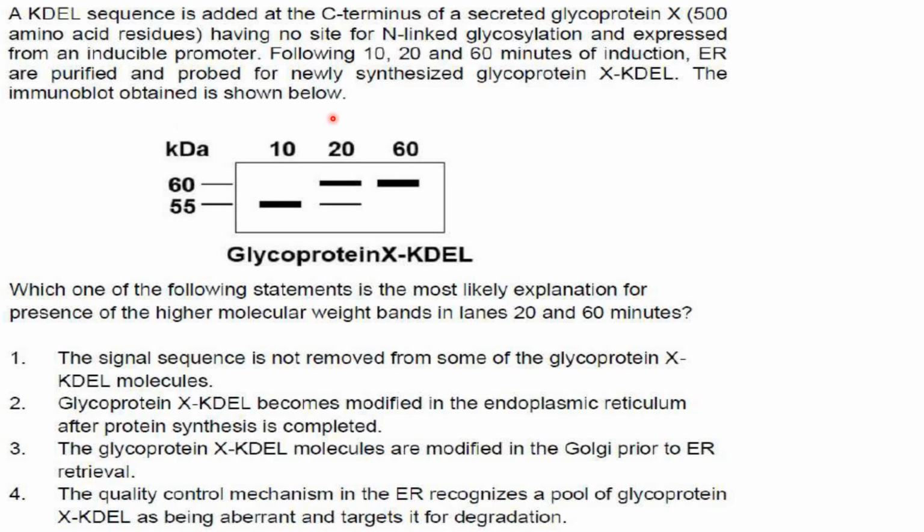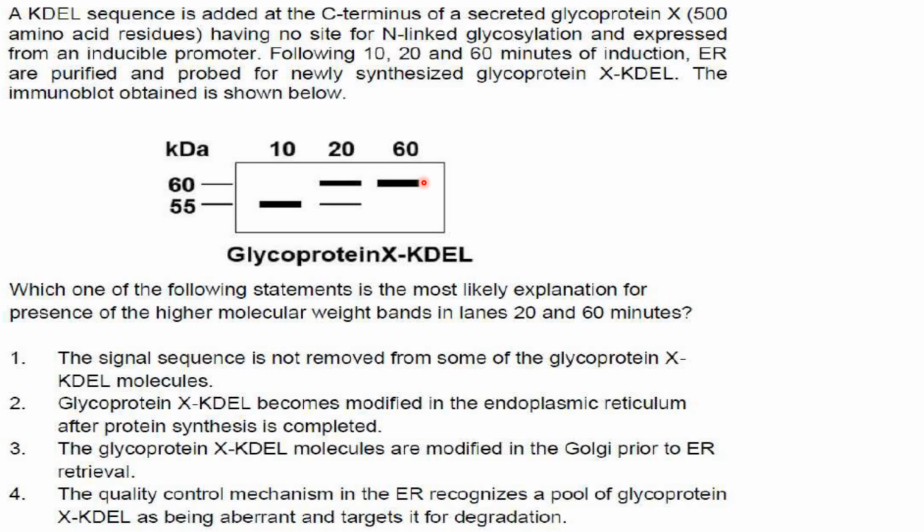The immunoblot obtained is as shown below. So this is the immunoblot. Now at 10 minutes you can see it is 55 kDa. But at 20 and 60 minutes, you can see at 20 minutes there is a band of high molecular weight. So that means there is some modification in KDEL.